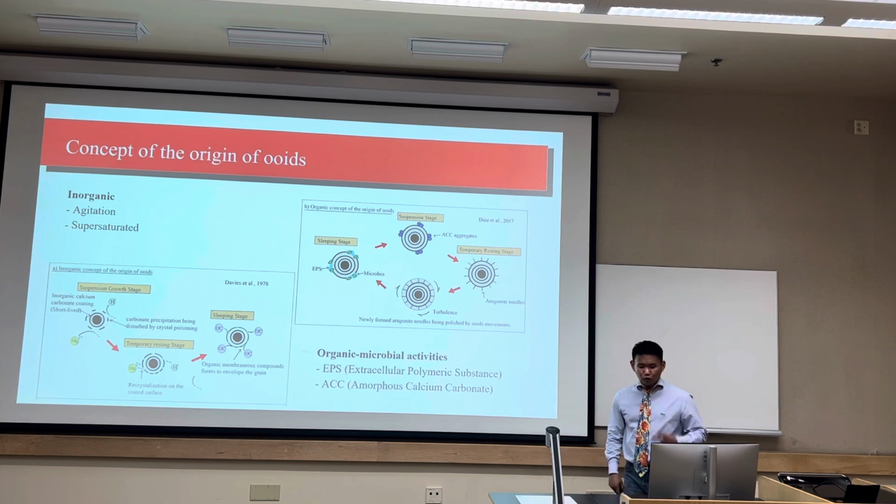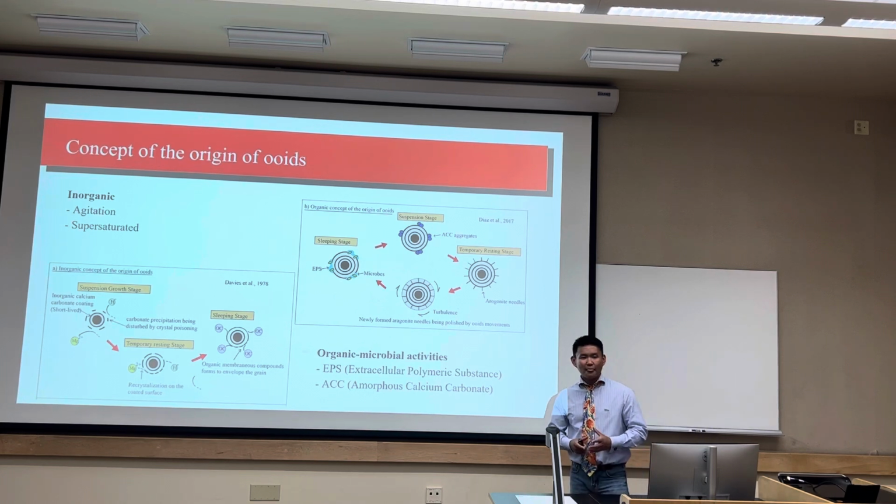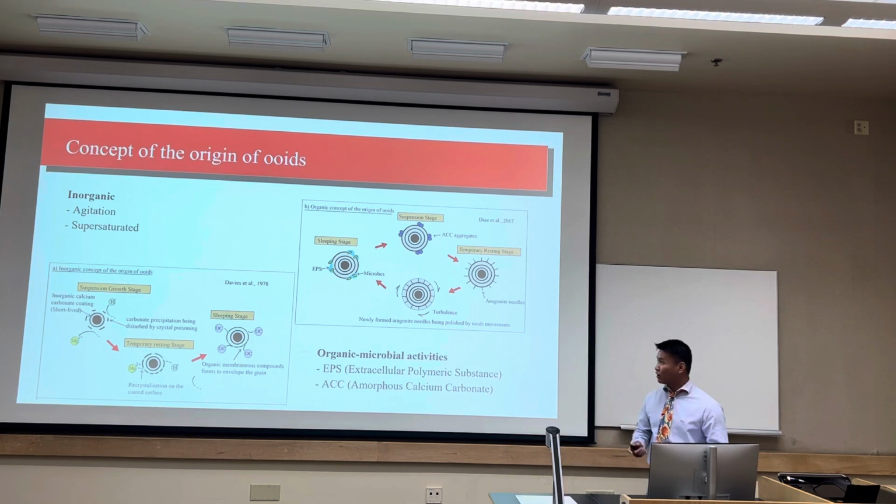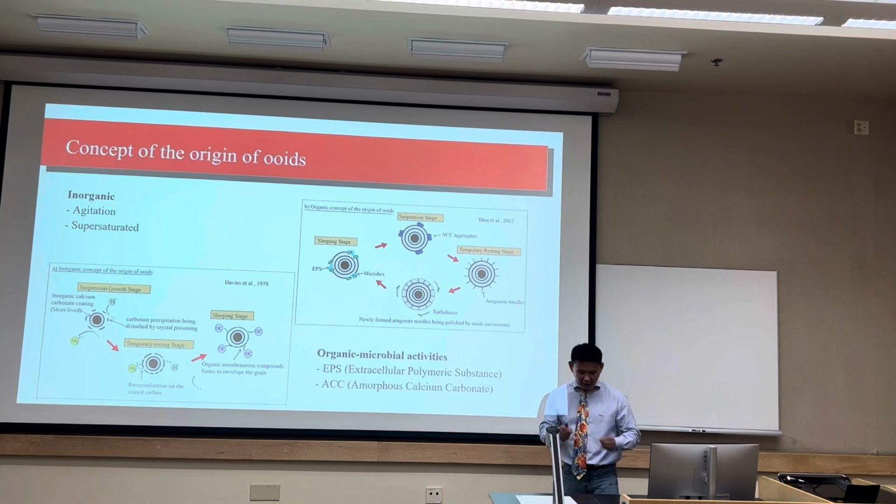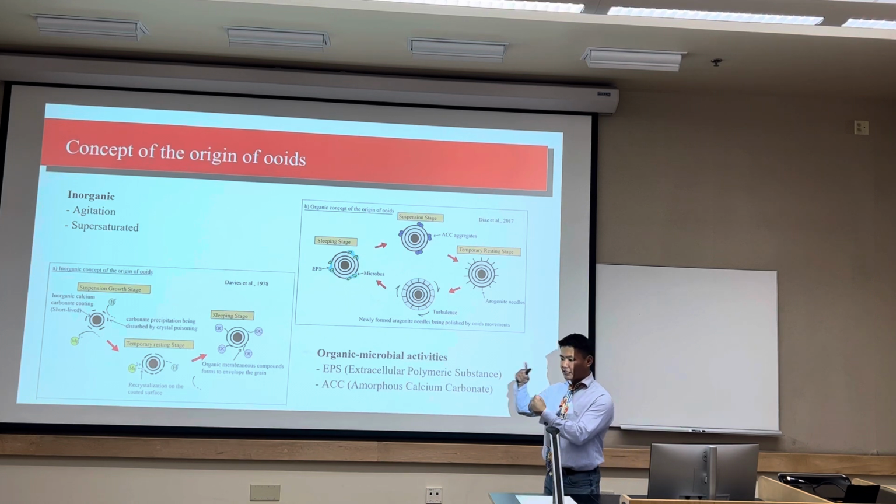Currently, there are two concepts about the origin of ooids. The traditional view is that ooids formed in an inorganic condition. What happens under this theory is you have a highly agitated environment. A nucleus is introduced to this condition, and then layers start forming around the nucleus and become ooids.